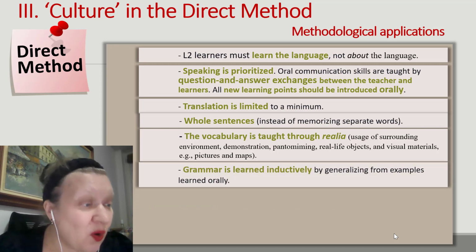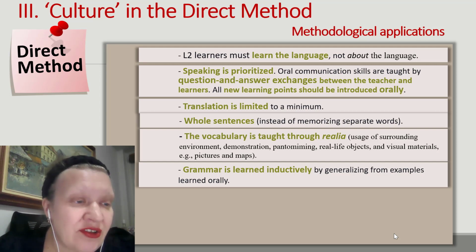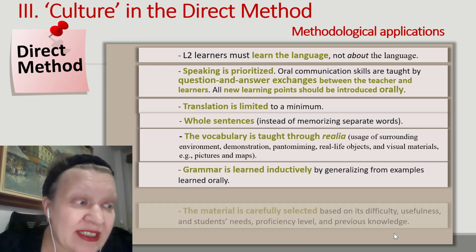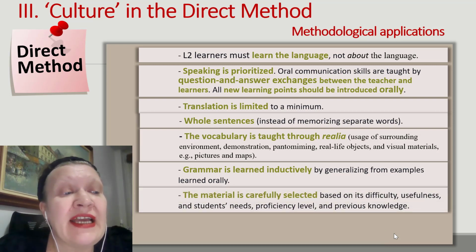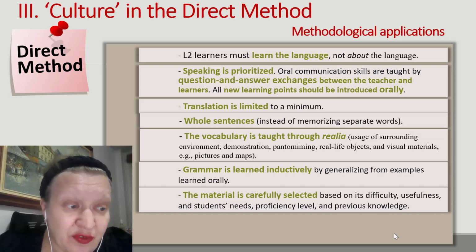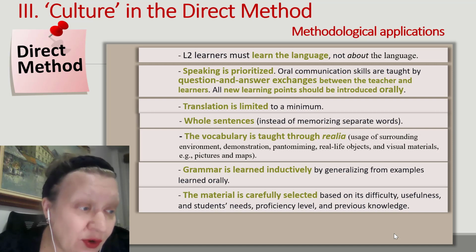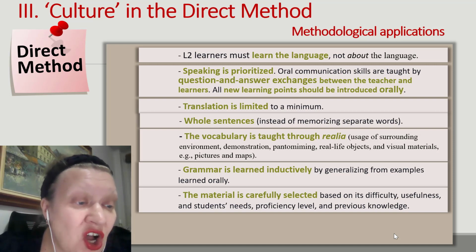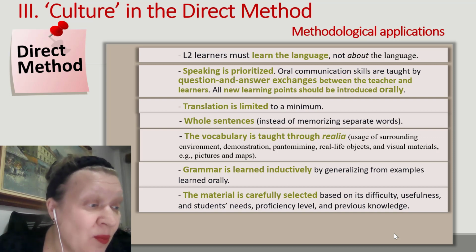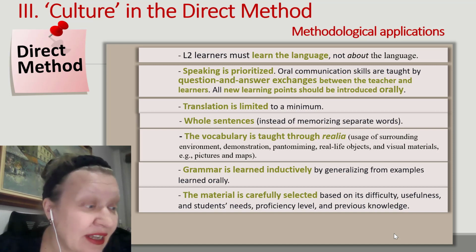To learn spoken languages, the preliminary study of grammar is unnecessary. Grammar is learned inductively by generalizing from examples learned orally. Therefore, the linguistic patterns to be taught must be carefully selected based on their difficulty, usefulness, as well as students' needs, proficiency level, and previous knowledge. The most useful is always taught first, so that the student's mind is not encumbered with rules and word forms that he cannot immediately use and will forget again before needing them.